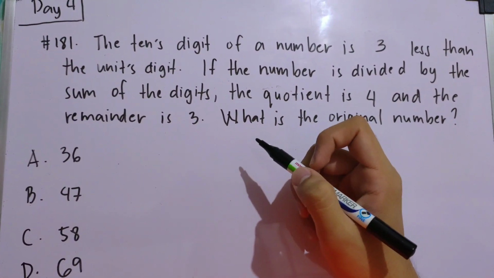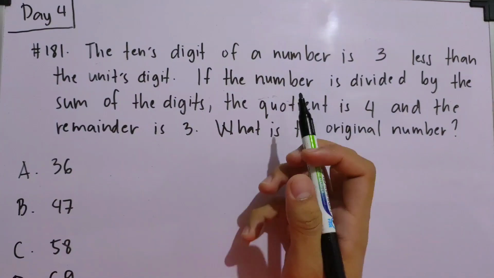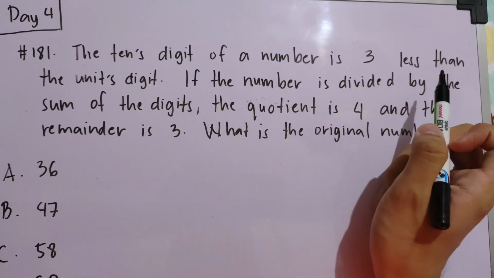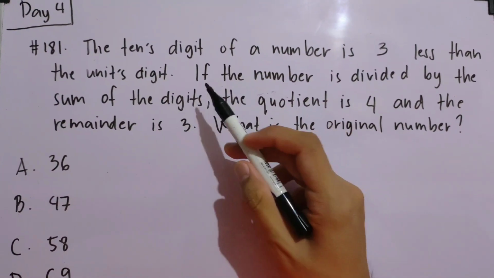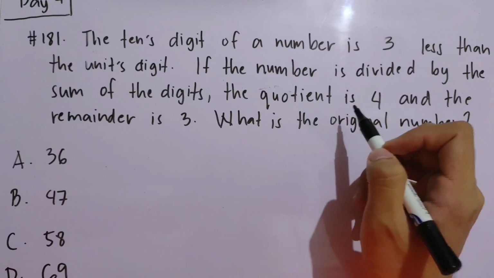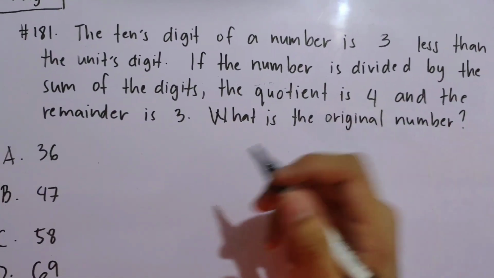Ito yung first problem natin para sa video na to. Number 181. So, basahin natin. The tens digit of a number is 3 less than the units digit. If the number is divided by the sum of the digits, the quotient is 4 and the remainder is 3. What is the original number?